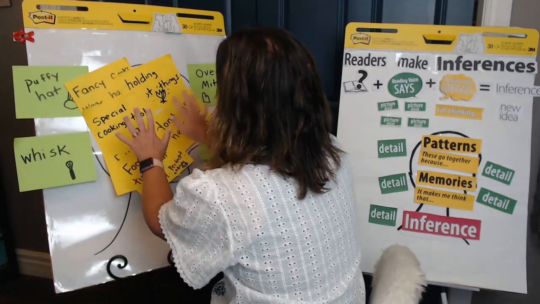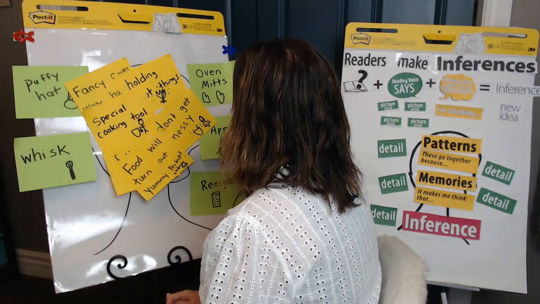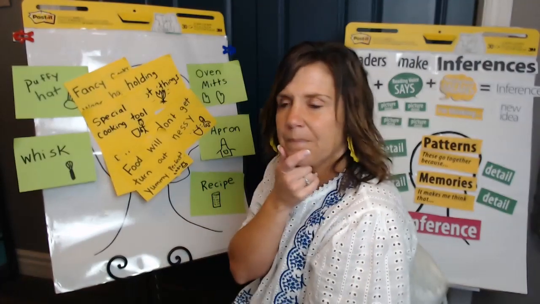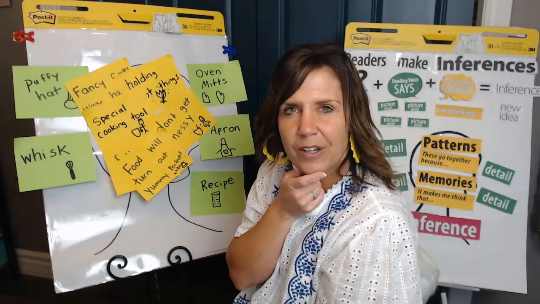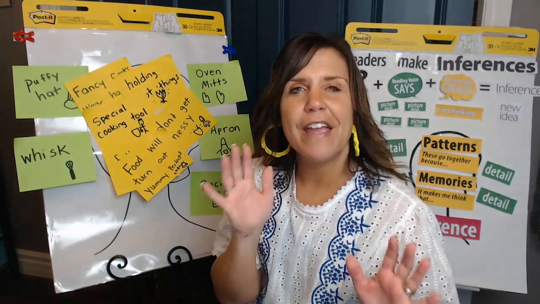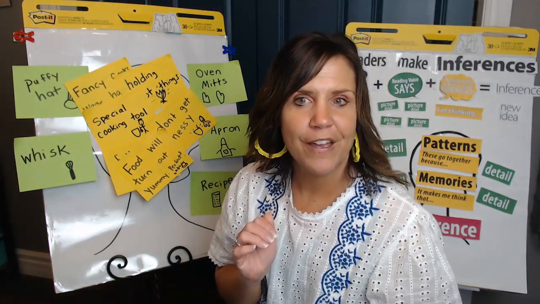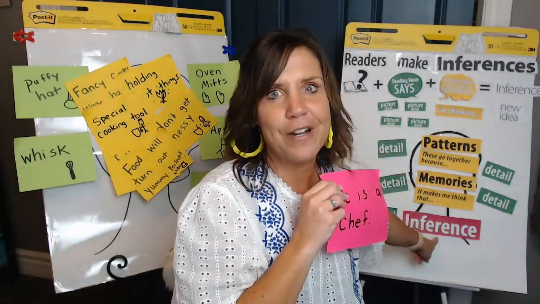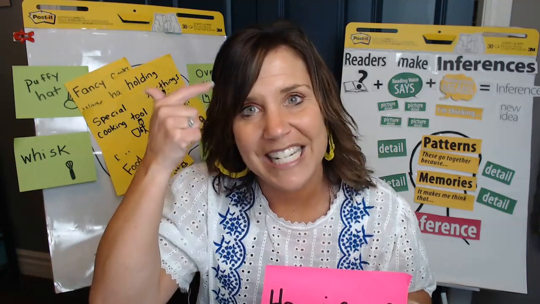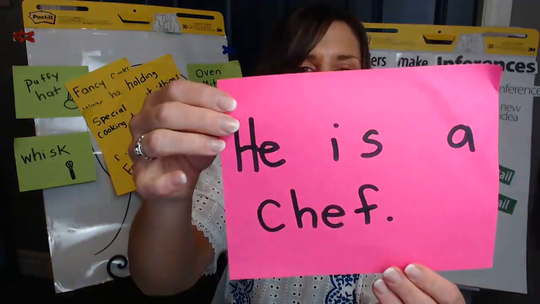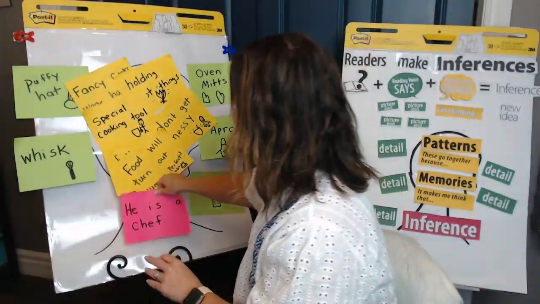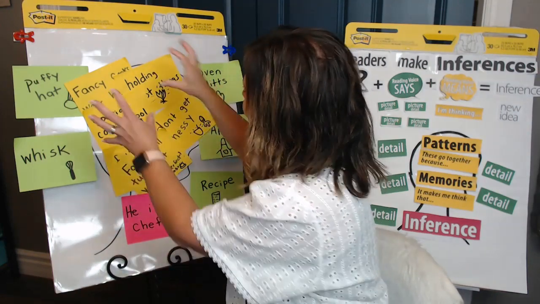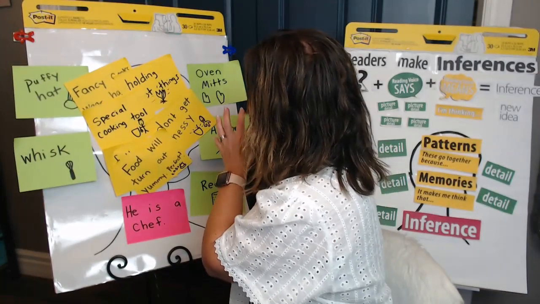So if I put all that together to come up with a brand new thought, I think it's a cook. Or a fancy word for saying that is a chef. So I'm going to put my new thought on pink, just like our inference over here. Remember, that's that brand new idea. And it says, he is a chef. That's my inference.